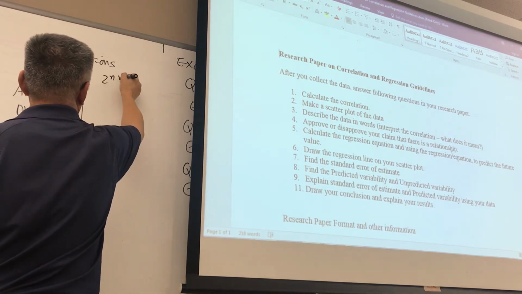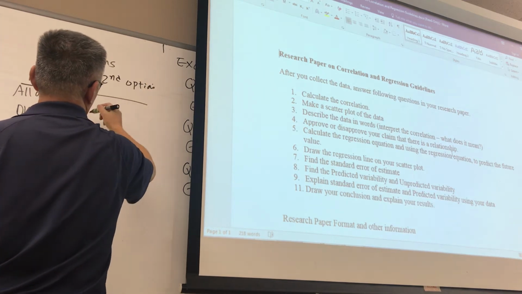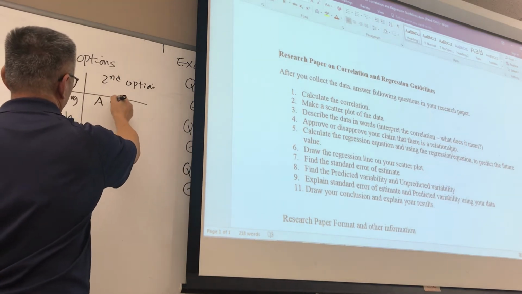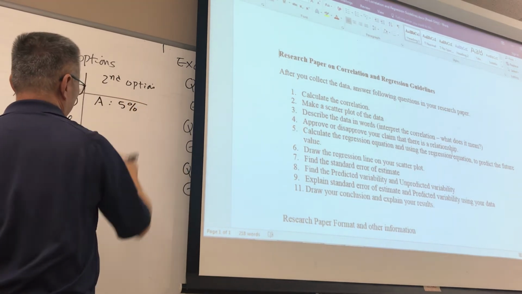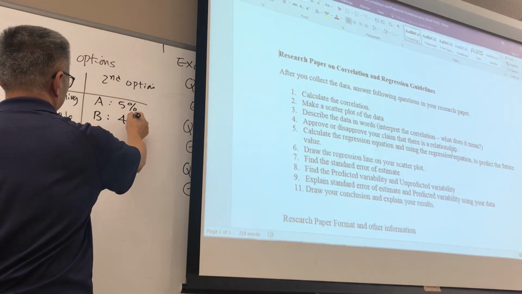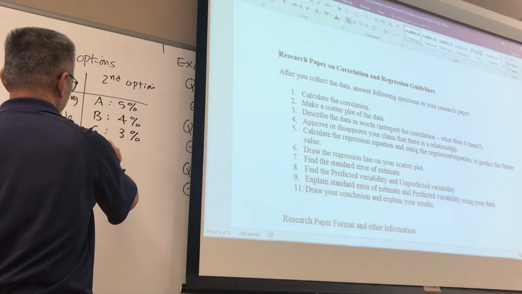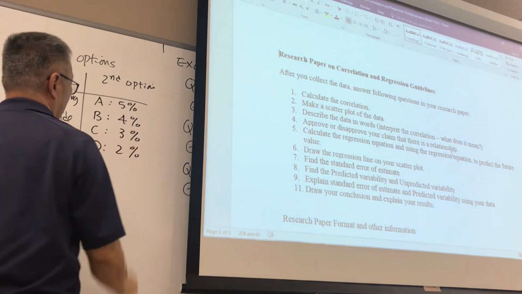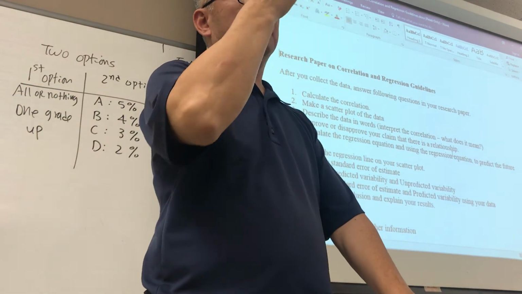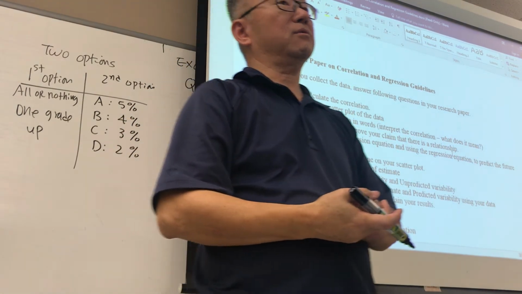Now the second option is if I grade your paper an A, you're going to get 5% added into your grade. If it's a B paper, it's going to be 4%, C 3%, and D 2%. So I'm going to add this percentage at the end of the semester before I give you the letter grade, and I'll add it to your total percentage.